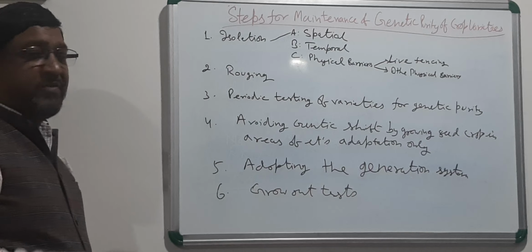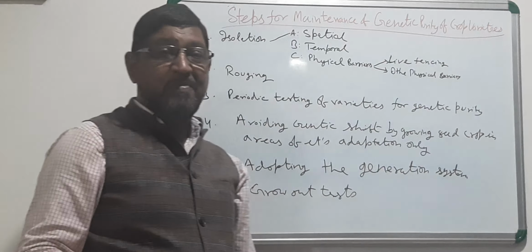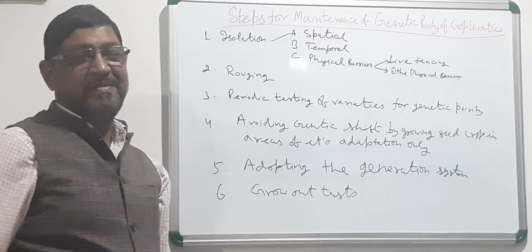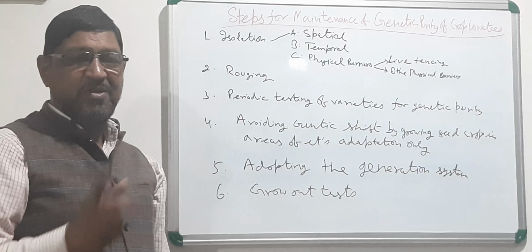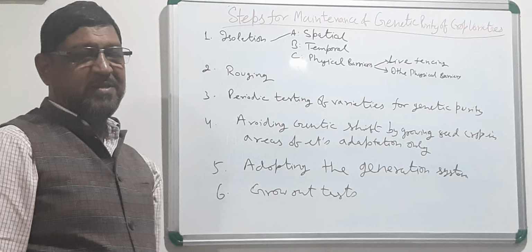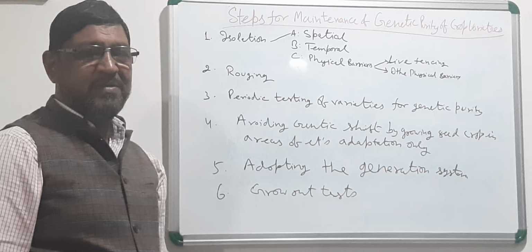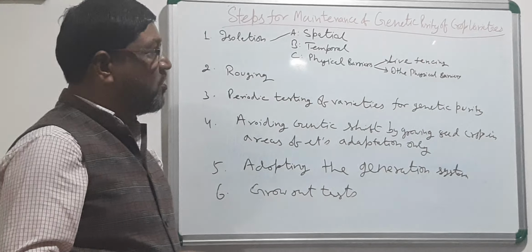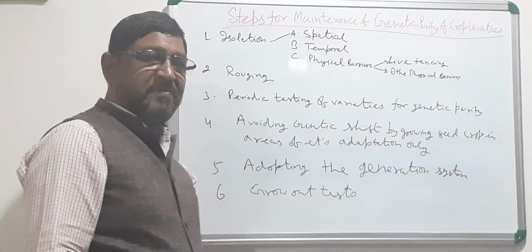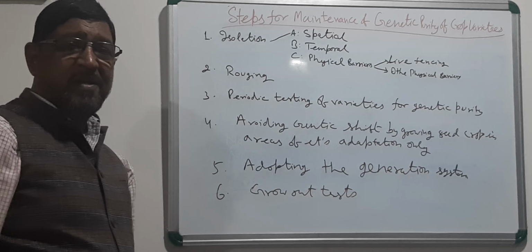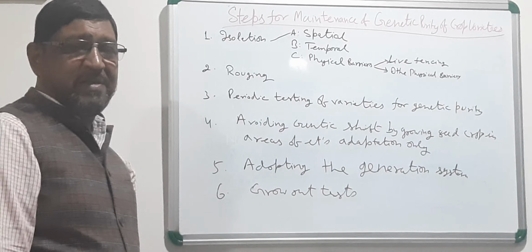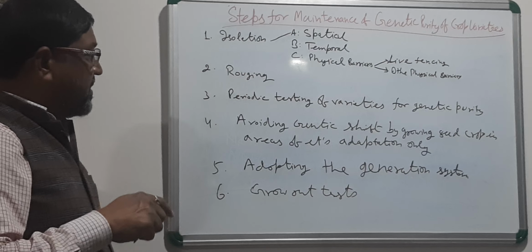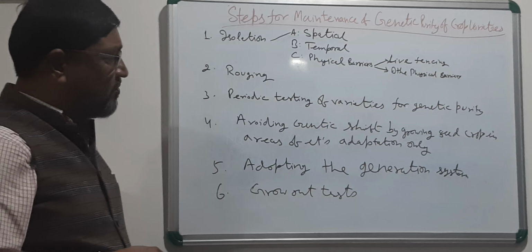Because if it is an off type of the same crop, another variety plant, then it will be cross-pollinating your plant. You cannot see it by eyes, it will mix. So your crop variety will be deteriorated. If other crop seeds or noxious seeds are there, they will be mixing and will create problems. So this is roguing. Then comes periodic testing of varieties for genetic purity.